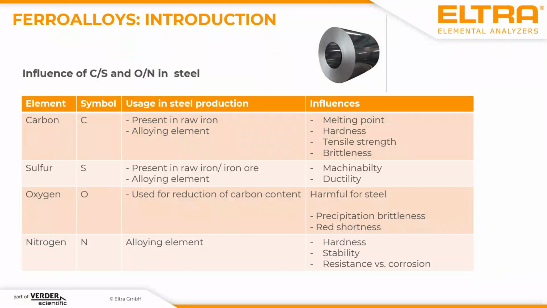Oxygen indeed is really harmful for steel because it can cause brittleness. Nitrogen is a typical alloying element and can influence the stability and hardness. These details are very important when you sell and purchase ferroalloys, because when you add them to your steel and to your alloy, you also influence the content of carbon and sulfur in these samples, and this would also cause a change of physical parameters.